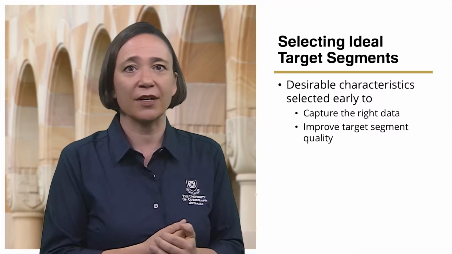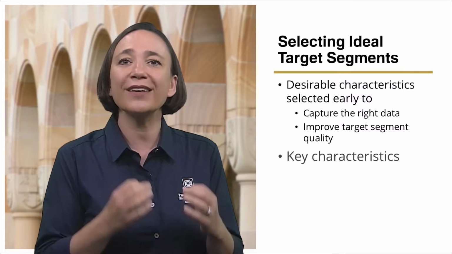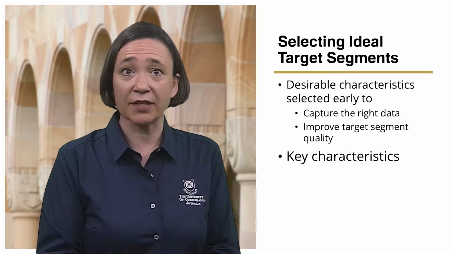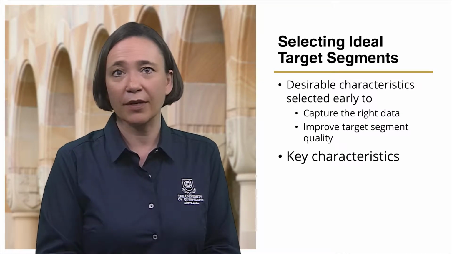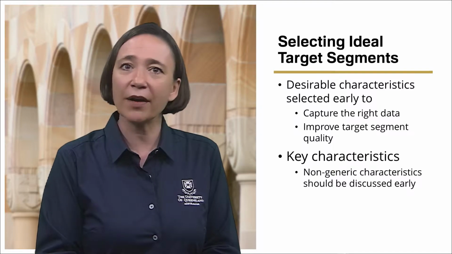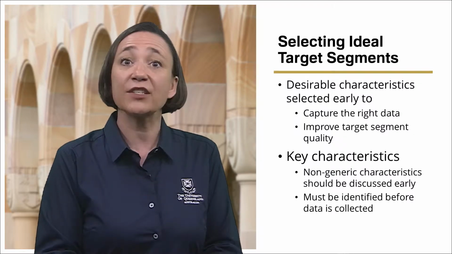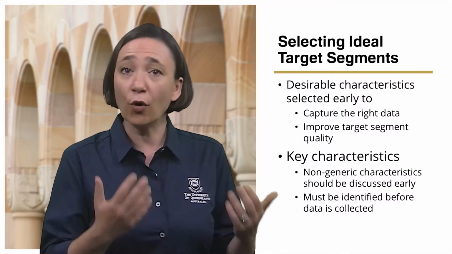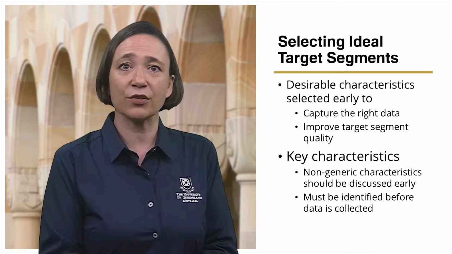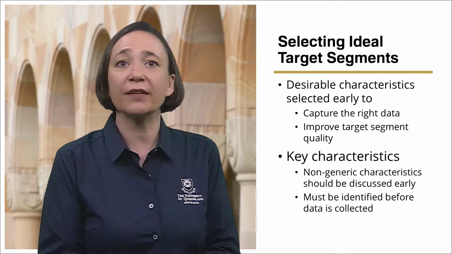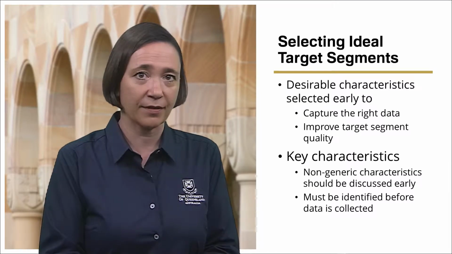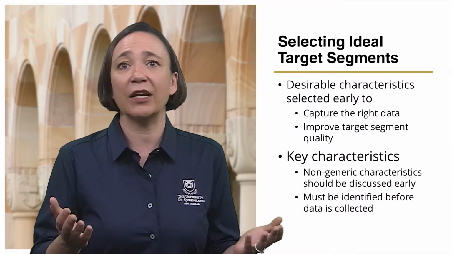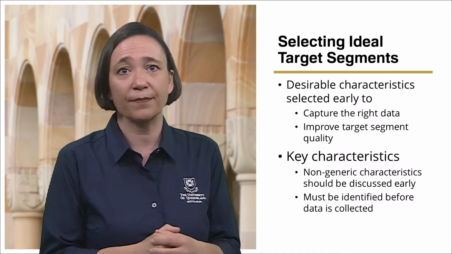To enable this selection task, it's essential to agree on key characteristics of an ideal target segment. Some of these characteristics are quite generic, and we will discuss them later. But others are not generic, and this requires the organization to have a conversation. It's important to have this conversation in the early stages of the segmentation process. Importantly, possible key characteristics of the ideal target segment have to be identified before data is collected. If data on those specific characteristics is not collected, it's not available in step 8 for target segment selection.